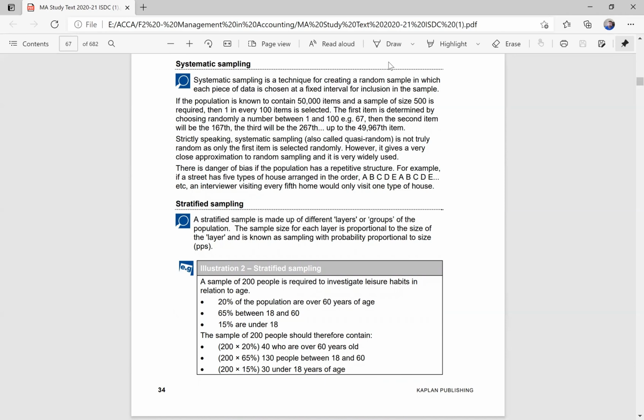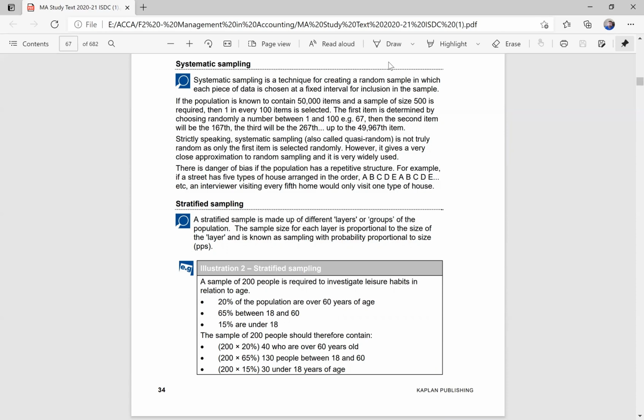Systematic sampling is a technique that creates a random sample. In this situation, every person or item included in the sample is chosen after a fixed interval. The population is known to contain 50,000 items and a sample size of 500 is required. So one in every 100 items is selected. The first item is determined by randomly choosing a number between 1 and 100. So they chose 67. Then the second item will be the 167th, the third item will be the 267th, and this way up to the 49,967th item. They are going to keep selecting numbers in line with the 67.